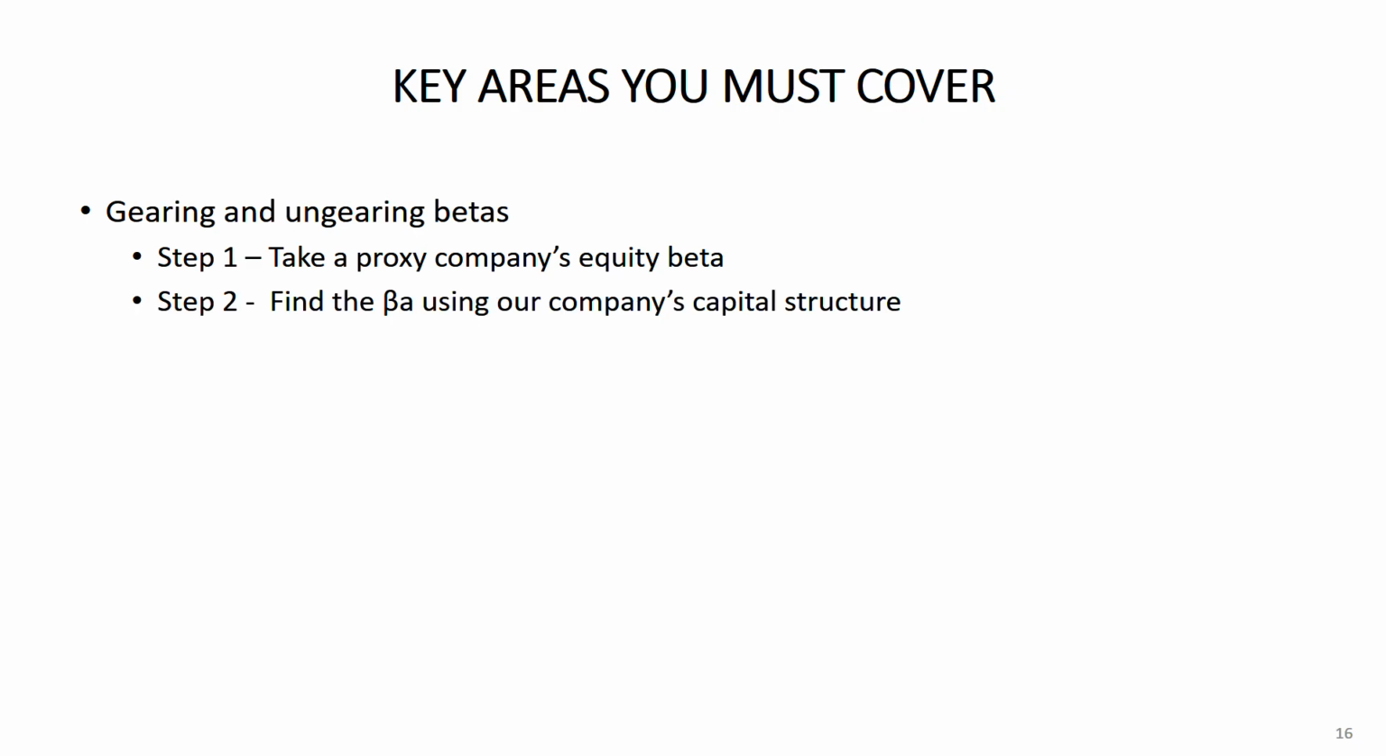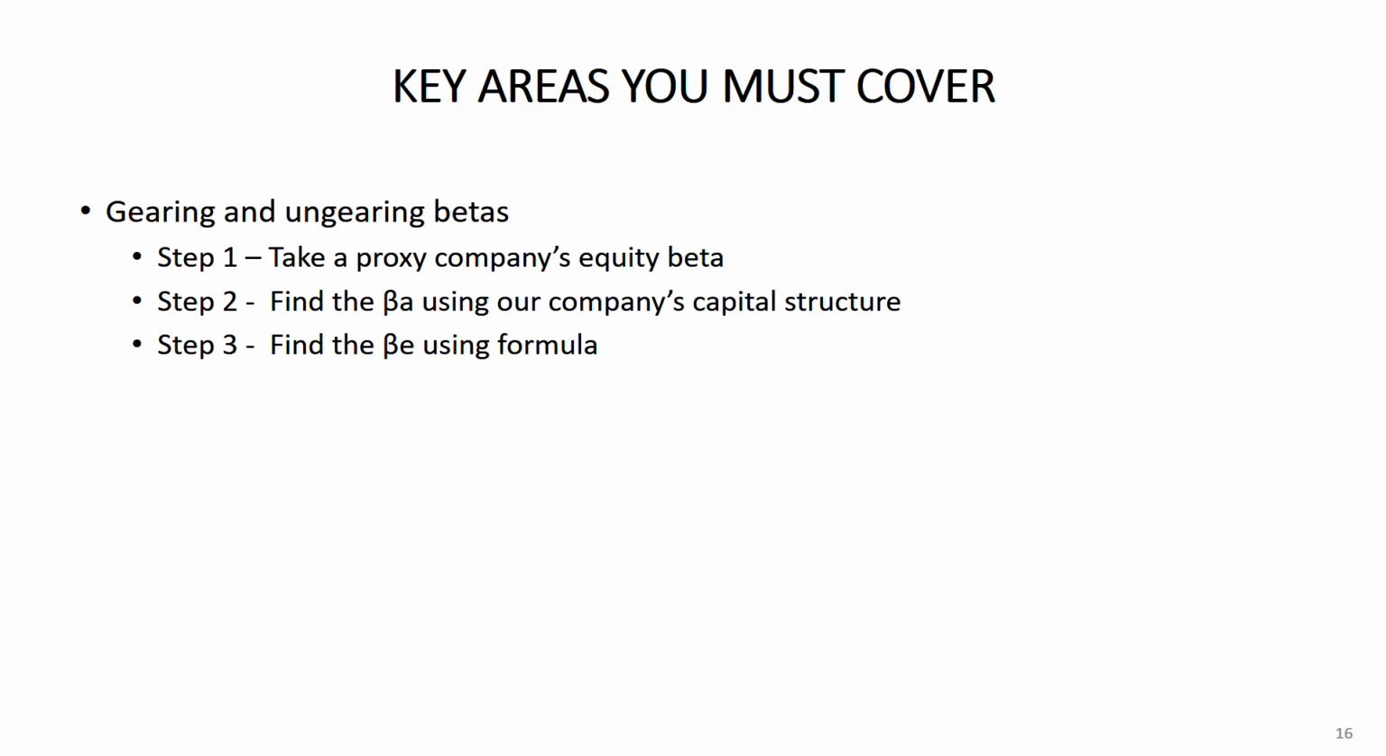Step 2: find the asset beta using our company's capital structure. Ours means the company in your exam, your company, their organization. Let's say the capital structure of that company is 30-70: 30% is debt, 70% equity. Based on that ratio, you have to find the asset beta. How will you find the asset beta? Using the equity beta of the proxy company. From step 1, you take the equity beta, put it in the formula and find the asset beta.